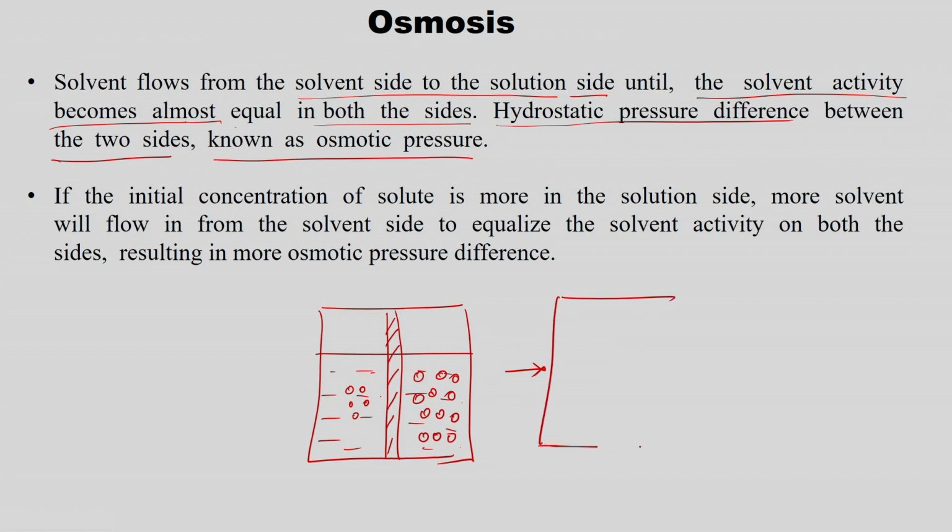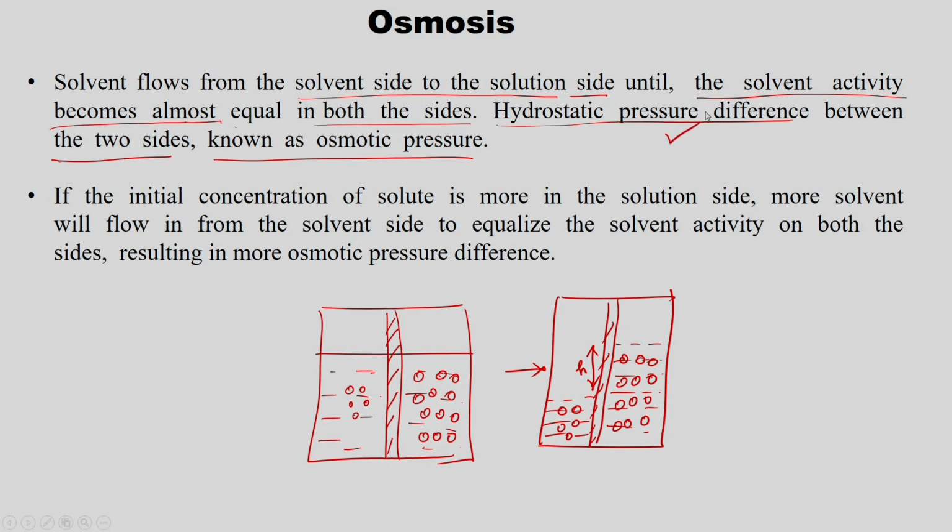After some time, we will see a solvent increase on the other side. Okay, so this side you will find less solvent. This height is contributing to the pressure. That is what we call the hydrostatic pressure difference between two sides. So, this is H, so rho g H, right. This is nothing but the hydrostatic pressure difference between two sides, which is known as the osmotic pressure.